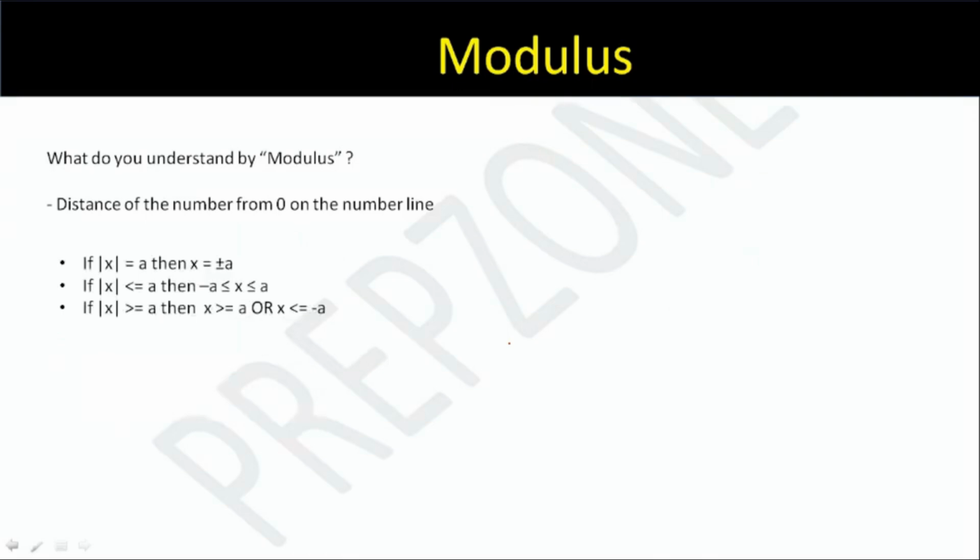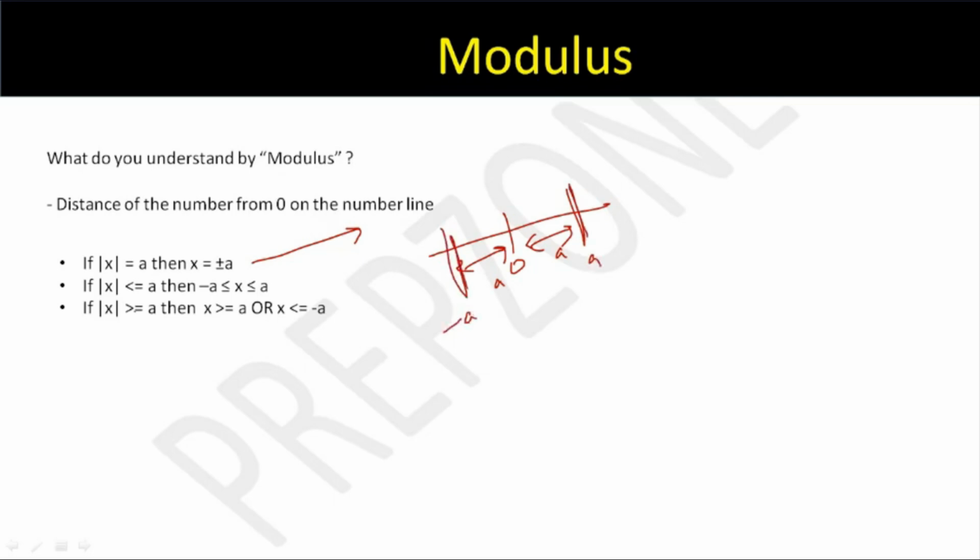If mod x is a, then x is plus minus a. If mod x is less than equals to a, right? See, इसका क्या मतलब हुआ? Mod x equals to a मतलब x का 0 से distance is a. So if this is 0, इसका distance is a. तो distance a यहाँ भी हो सकता है, यहाँ भी हो सकता है, right? Hence x equals to what? a and minus a.